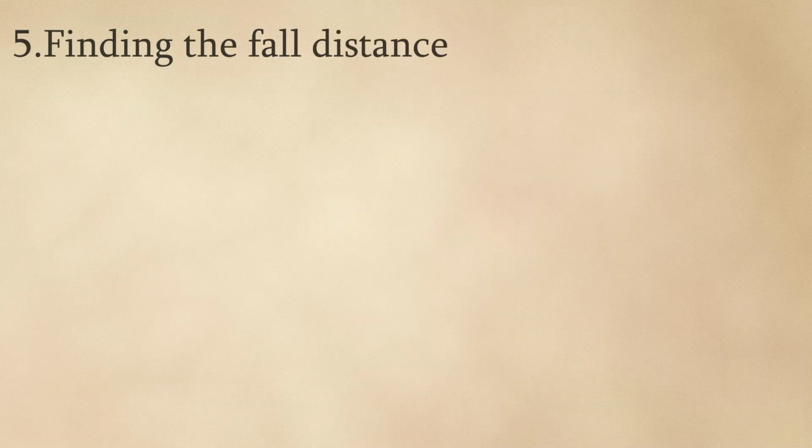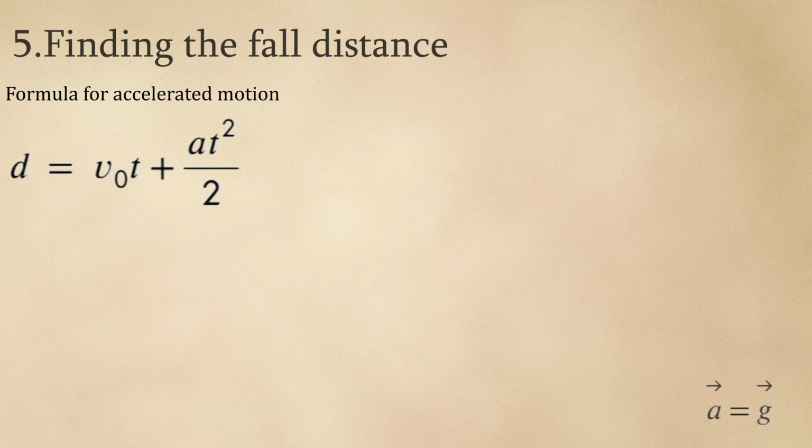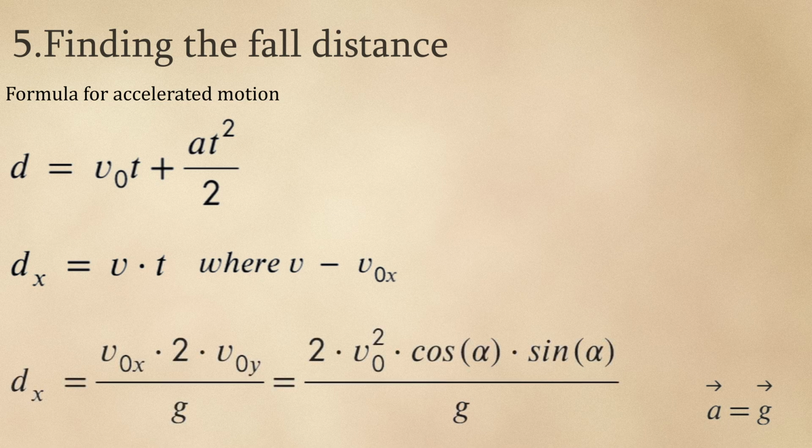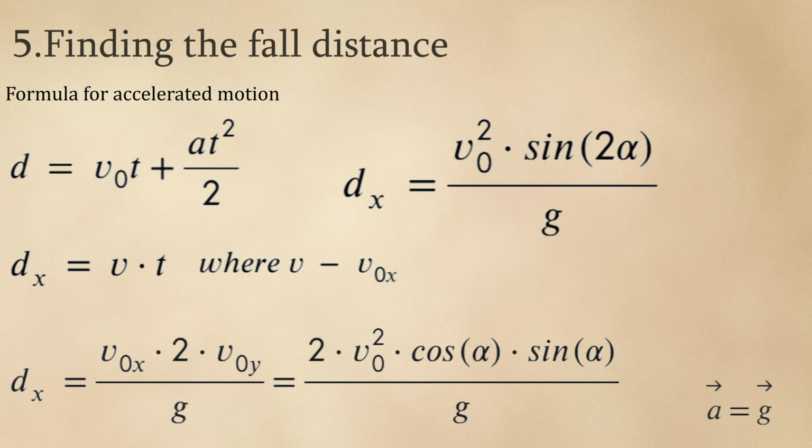Now finding the distance of the fall is the easiest part. We know the regular formula for uniform motion. Distance equals v times t, where v is v0x and t is the total time of motion. Substituting the speed and time, we get 2 times v0 squared times cosine alpha times sine alpha divided by g, or using the geometrical formula for doubled angle, we get d equals v0 squared times sine 2 alpha divided by g. And those are all the equations we will need to solve any type of projectile motion problem.